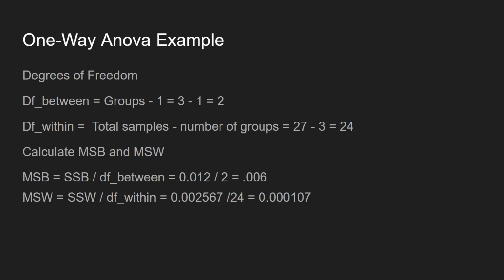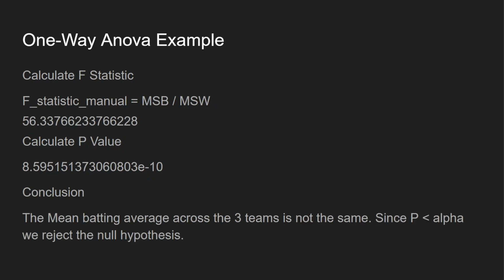Within is going to be the number of samples, which is 9 times 3 is 27, minus 3, 24. And then we can calculate MSB and MSW. So we have those two values over here. And then we calculate our F-statistic and p-value. We have those over there. And the median batting average across the three teams is not the same since p is significantly less than the alpha value. So we reject that null hypothesis.